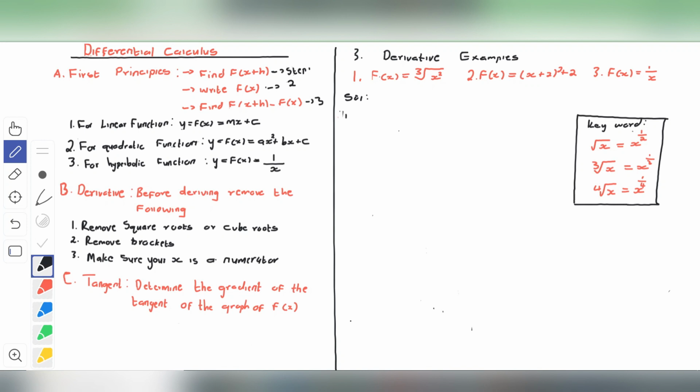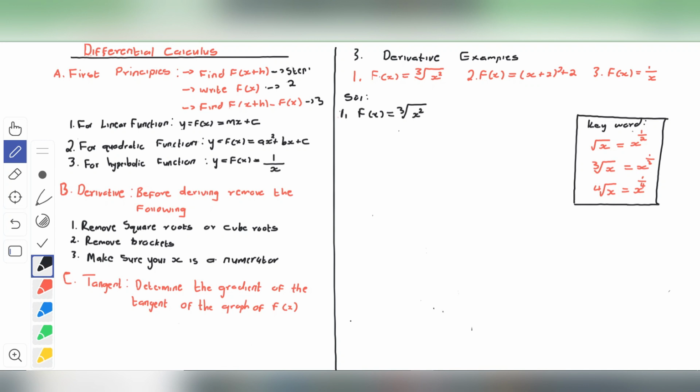So now let's focus on the first example, which is f of x equals the cube root of x squared. As we are given this, we're going to check the things that we wrote there. The first thing, do we have roots there? Yes, we do have roots. We have the cube root, so we need to remove it, right? How do we remove it?